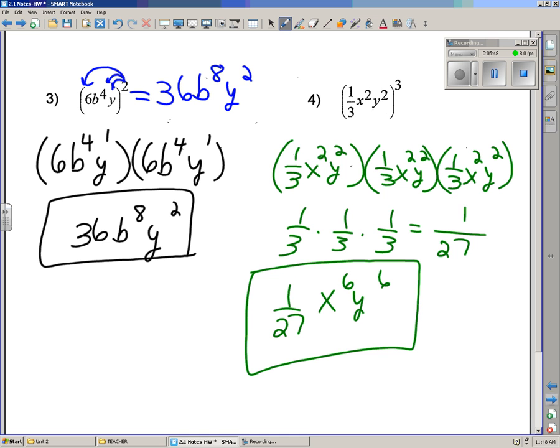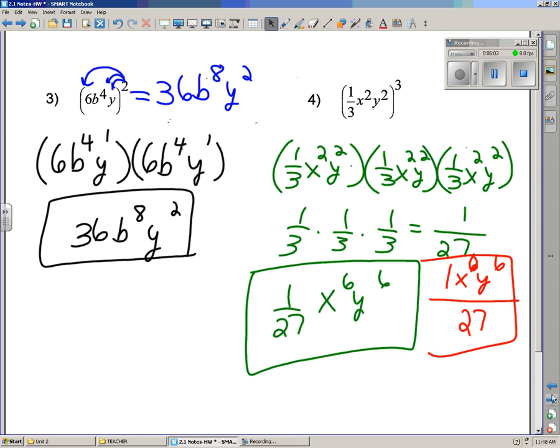Okay. Some people might write it a little bit differently. And if you'd write it differently, all you would do in this case is you'd have on the top, 1 x to the 6th, y to the 6th, over 27. They both mean the same.